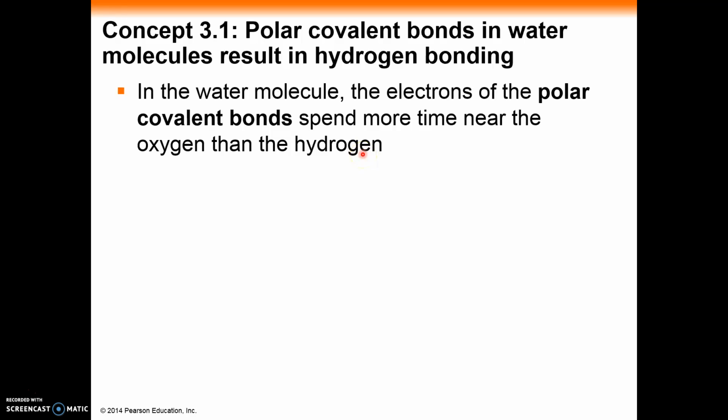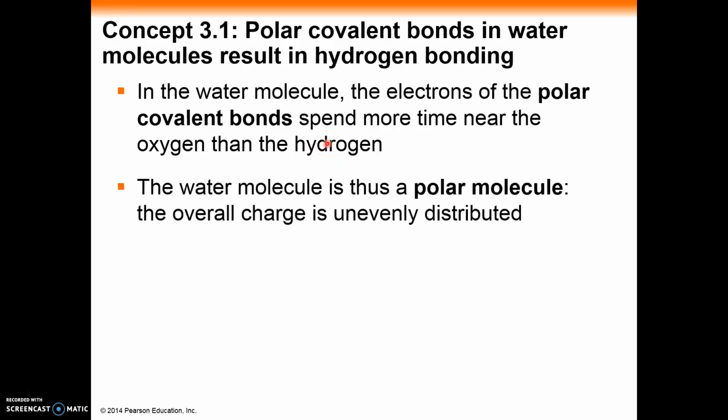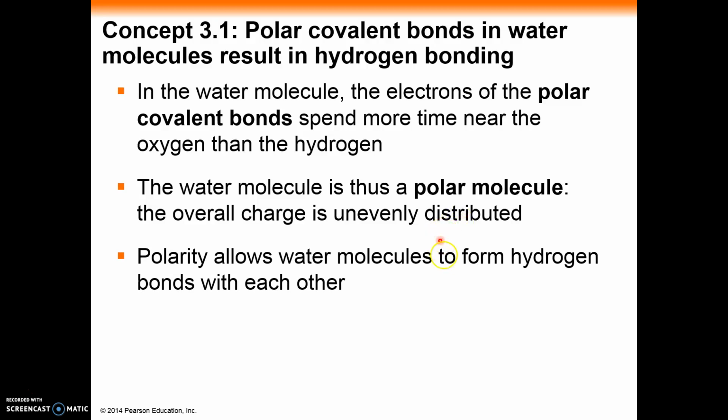So if you recall, there is such a thing as polar covalent bonds, and water contains two of these. The electrons that are being shared spend more time near the oxygen than near the hydrogen. And again, if you recall, this causes the water molecule to be polar, meaning that the charge over the whole molecule is unevenly distributed. As a result of this, we can form these things called hydrogen bonds.